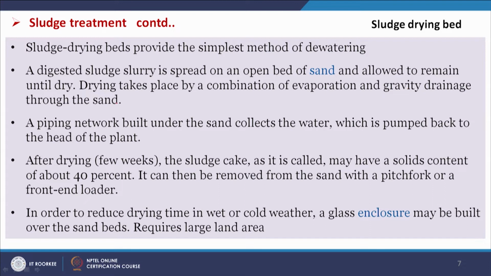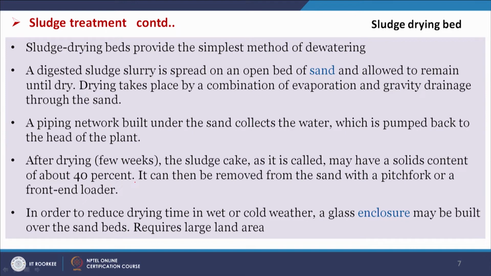So, we are giving a sand bed, which means water will be drained through the sand as well as vaporized. Then the drained water is collected by a piping network built under the sand, and it is pumped back to the head of the plant. So, some water is recycled back, and after drying, the sludge cake, as it is called, may have a solids content of about 40%.